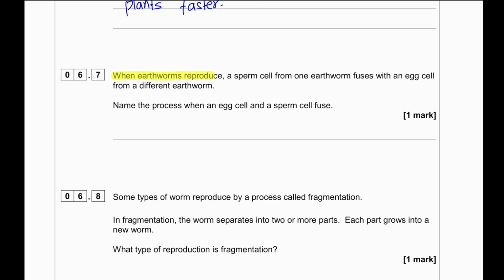When earthworms reproduce, a sperm cell from one earthworm fuses with an egg cell from a different earthworm. Name the process when an egg cell and a sperm cell fuse together. The process of an egg cell and a sperm cell fusing together is known as fertilization. Guys, remember that do not write sexual reproduction in this particular answer because the process name is fertilization. It is, however, a sexual reproduction, but the process of an egg cell fusing with a sperm cell is fertilization only.